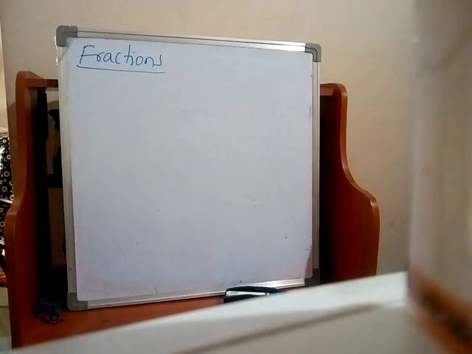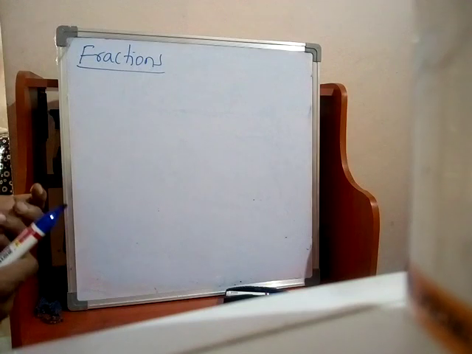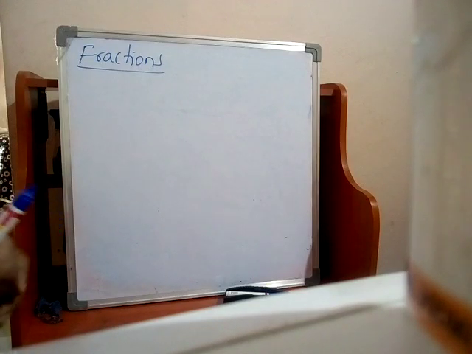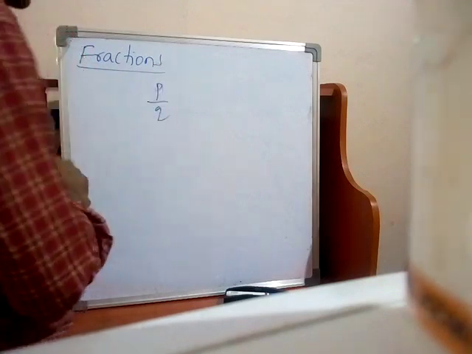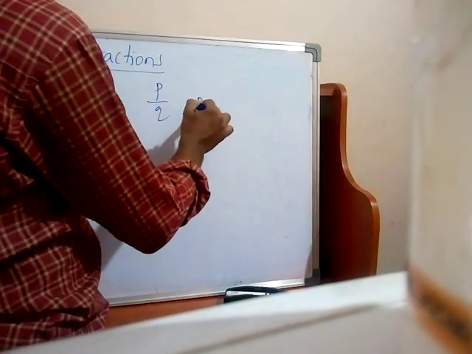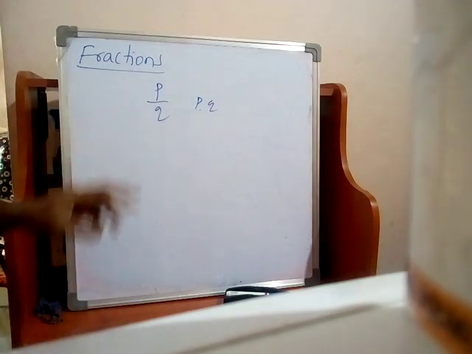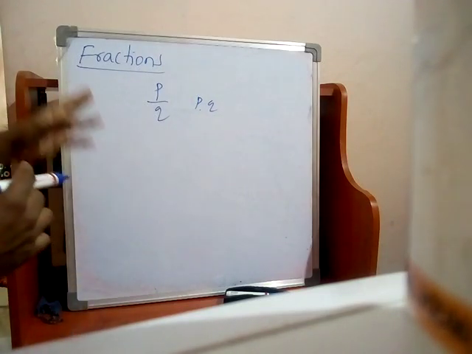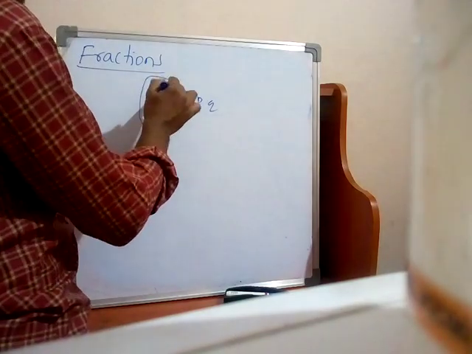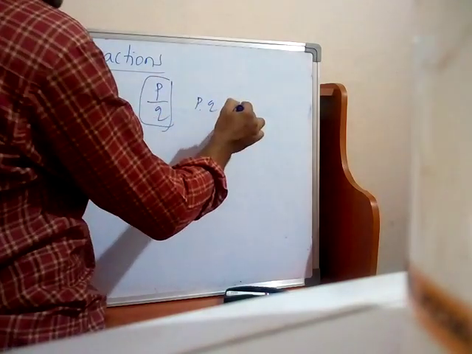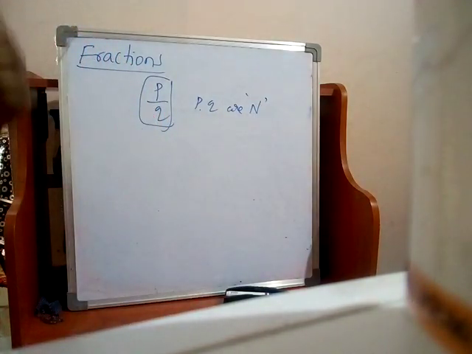So after integers, the next one is a fraction. So what is the definition of a fraction? The numbers which are in the form of p by q, where p, q are natural numbers, are called fractions.